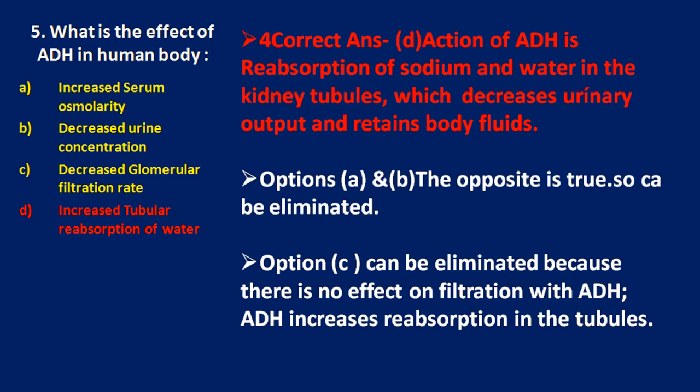Option C is decreased glomerular filtration rate. It can be eliminated because there is no effect on filtration with ADH. ADH increases reabsorption in the tubules.